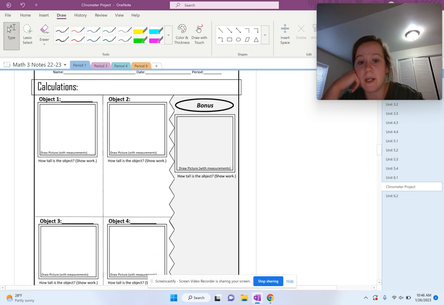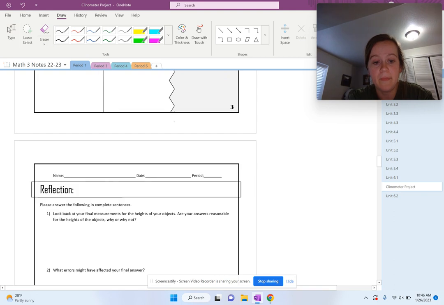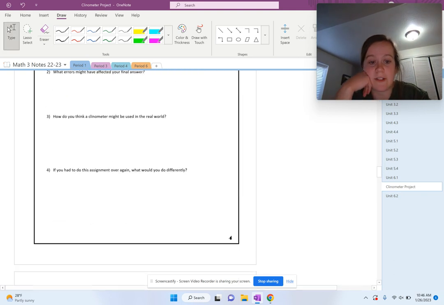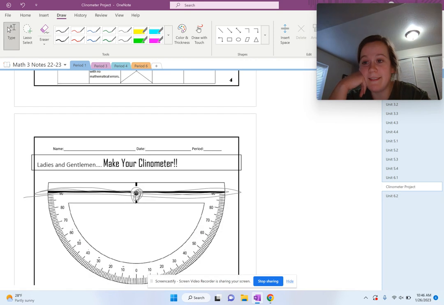Once you come back, this page right here is where you're going to do your calculations. You should draw a picture in box one, and then calculate it in the part below it. Then I've got some questions for you to answer about how to do this. I hope it's fun. I know that the other classes weren't so excited about it, but you're getting out of the classroom. You're actually using math. I think it's the best part of math.